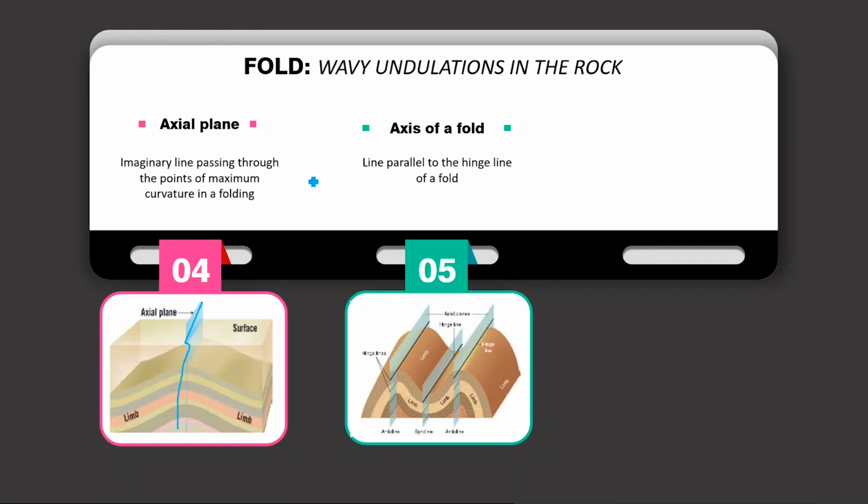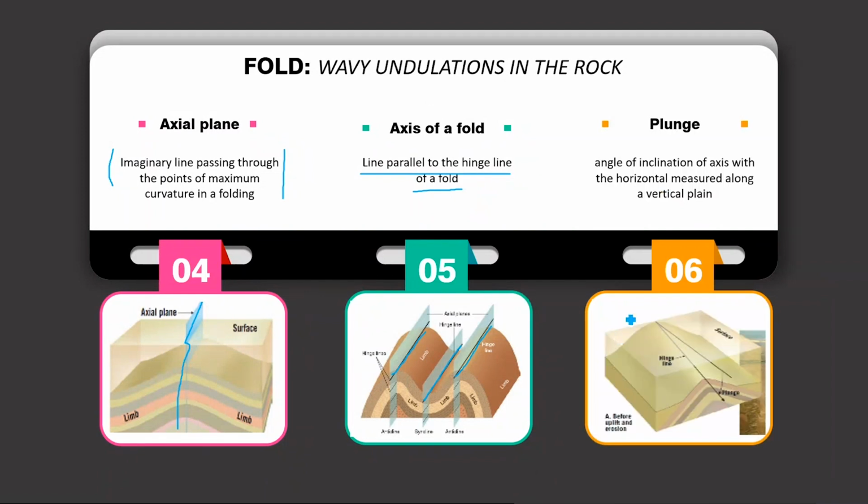So a number of different varieties of axial planes can be seen, and the axis of the fold is the line parallel to the hinge line at the top of the fold. So these are all the axes of the fold. The hinge line and the axis of the fold are sometimes going to coincide and be the same points. Then we have one more thing, which is a plunge.